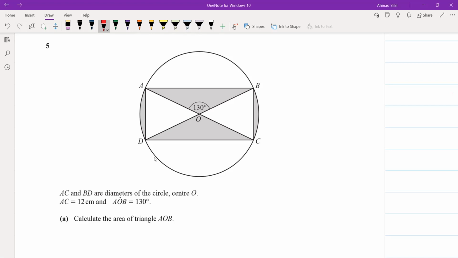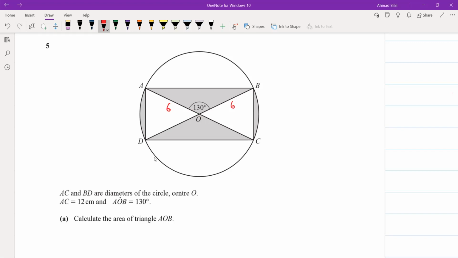Okay. Now let's think about this. AOB के अंदर हमारे पास क्या information है? We know that this angle is 130 degrees. AC is the diameter, O is the center. Since AC is the diameter, that means AO is the radius, right? AO kitna hoga? This is going to be 6 because 12 is the diameter, 6 is the radius. So this is 6, this is also 6, this is also the radius.